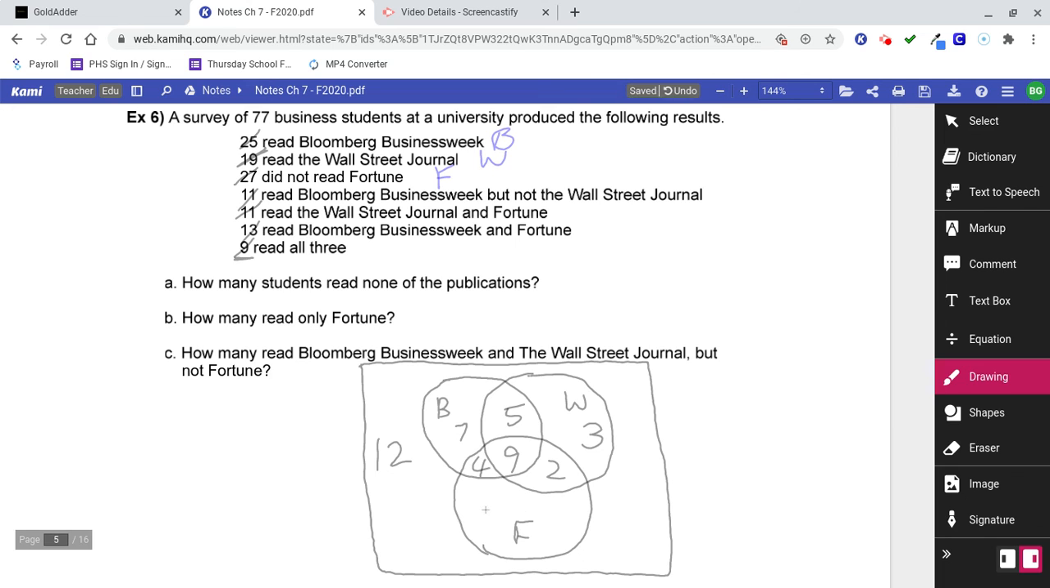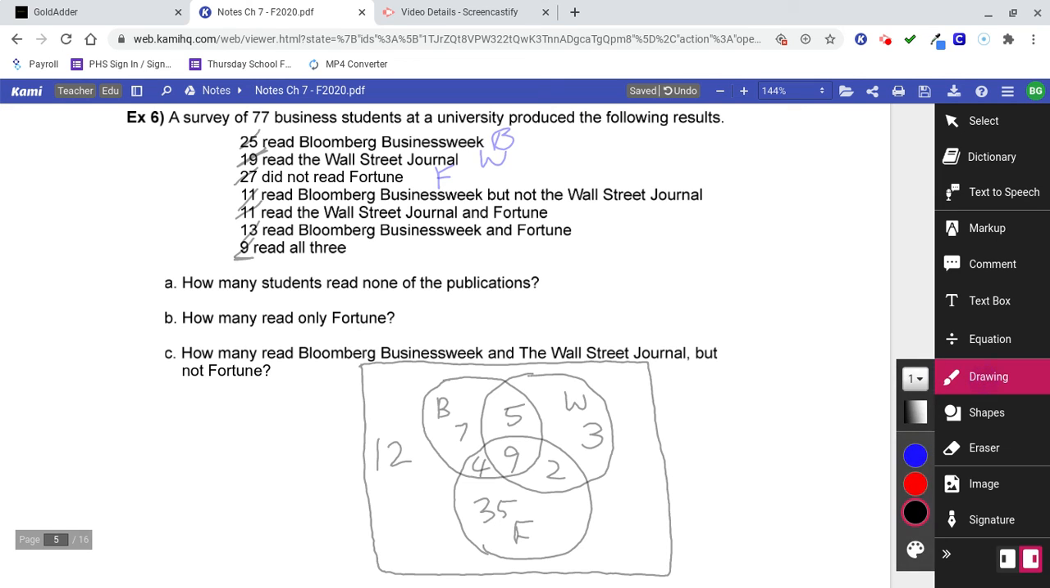Now notice I still have an open spot. I still don't have a number in this F part of this circle, but I've still got another number. Remember, 77 business students, that's the total. So all of these numbers right here have to add up to 77. 12 plus 7 is 19, that's 24, 27, 29, 38, 42. So 42, 77 minus 42 is 35. That's got to be 35 right there. Once you have all those numbers in the circles, you should be able to answer the questions.